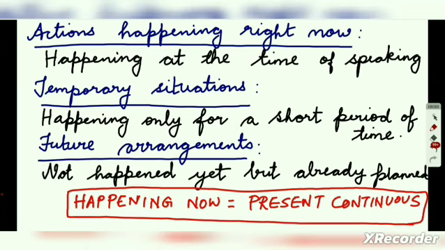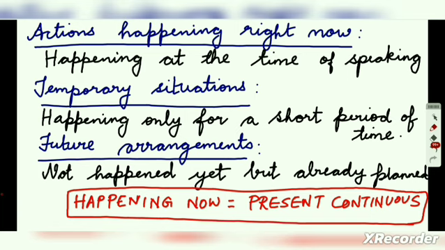For actions happening right now, that means we use the present continuous tense for actions that are happening at the exact moment of speaking. For example, I am recording this video right now. You're watching this lesson at the moment. My mother is cooking in the kitchen. Look, it's raining outside. So these actions are happening now as we speak, then we use the present continuous tense.